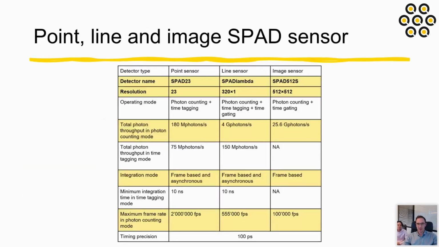If you tabulate the products, we have a point detector, SPAD 23, a line sensor, SPAD lambda, and an image sensor 5². They differ a bit in what they offer as operating mode. All of them have photon counting, so just frame-based readouts where you get the photon counts. And then the point and line sensors have time tagging, as explained before. And then the line and image sensors have time gating. When you go from small arrays to big arrays, you can also see that the maximum throughput of the photons increases tremendously. What's important is, again, to emphasize the extremely high frame rates, as you can see here in the one to the last row, and then the timing precision, which is in the picosecond range.